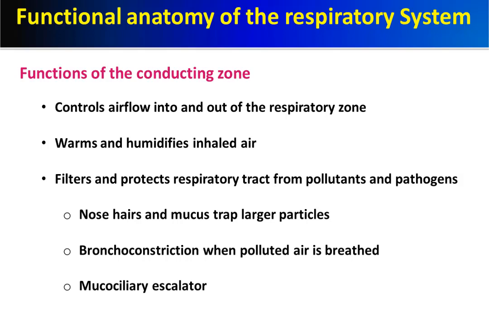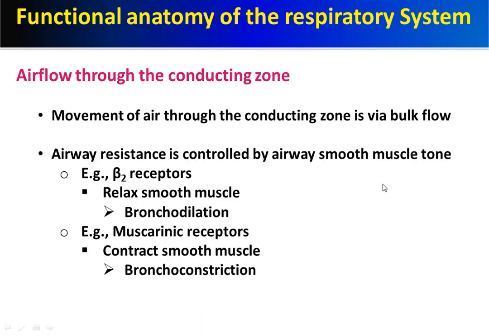Now, the movement of air through the airways of the conducting zone is by bulk flow, which means that the movement of air is by the pressure gradient between the atmospheric pressure and pressure within the respiratory system. The resistance to the flow of air through the conducting zone is controlled by the tone of the smooth muscle cells which we have in the walls of the airways of the conducting zone.